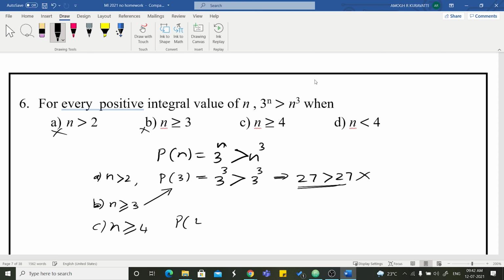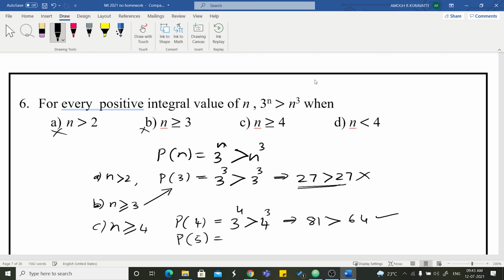First let's take n is equal to 4. See what happens: 3 power 4 more than n value 4, that is 4 power 3. So 3 power 4 is 81 more than 4 power 3, which is 4 into 4 into 4, 64. Is it 81 more than 64? Yes. If you take another number, more than or equal to 4, we have seen equal to 4, now more than 4.